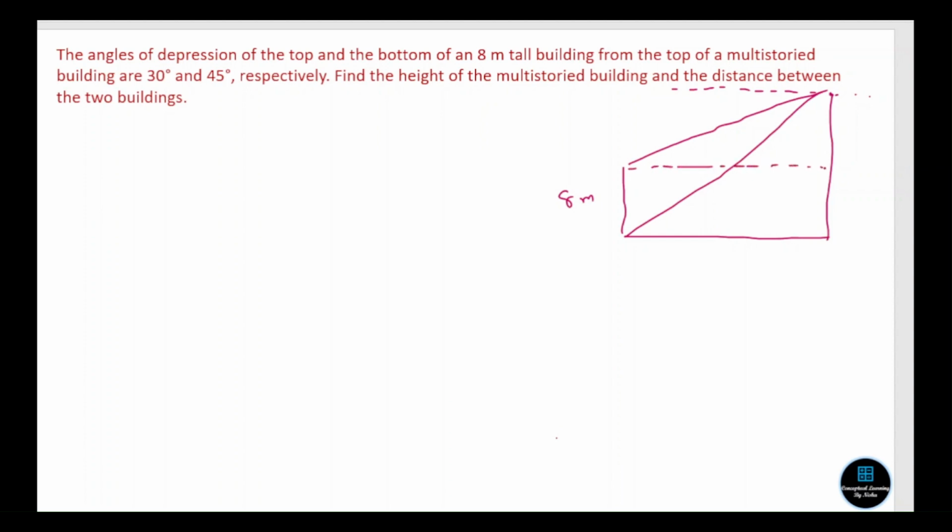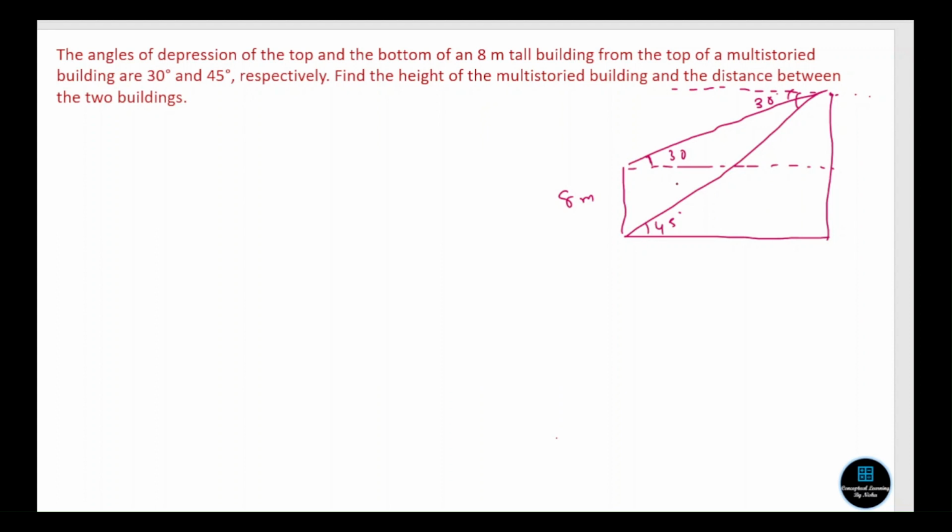Now a very common mistake: 30 degree and 45 degree are given. So I'll make this horizontal here also. Now which is smaller, 30 degree? This angle is 30 degree, you have to show, and the bottom angle is 45 degree. Very important to understand this, otherwise you can't solve the question correctly.